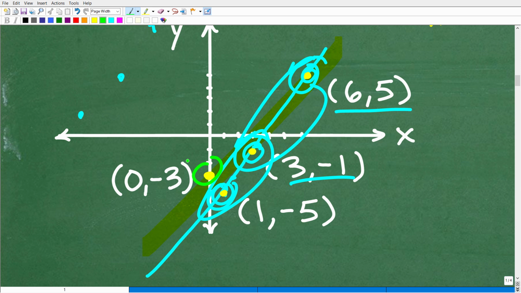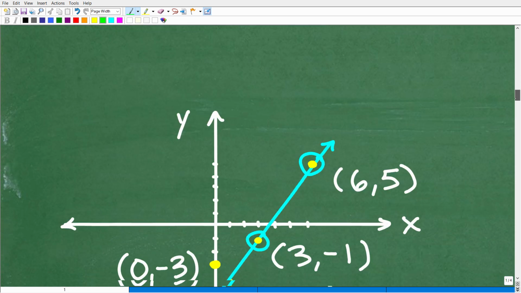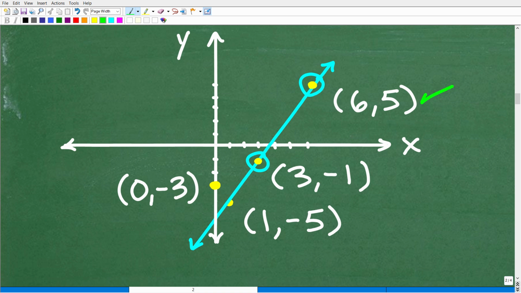Now, this point seems to be off the majority of what's going on, right? In statistics, we would refer to 1 point that is definitely not part of the trend, like if I have a bunch of points going like this and 1 point way out here, as an outlier. All right, hopefully this makes sense. So what I'm going to do is use these 2 points right here, (6, 5) and (3, -1), to find the equation of this line, the y = mx + b linear equation of this line right here.